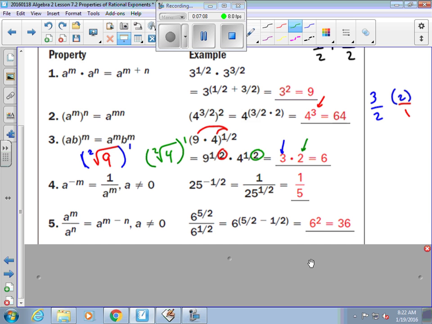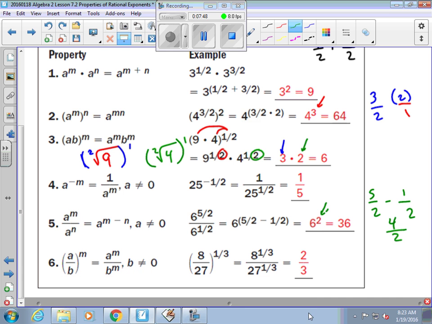Then we have the same bases dividing by each other. Both of them say a. A divided by a means to subtract the exponents, m minus n. So 6 to the 5 over 2 divided by 6 to the 1 over 2 is 6 to the 5/2 minus 1/2. Again, if you need to look at it on the side, that's fine. 5 over 2 minus 1 over 2. The bottom number is the same, so your denominator is good. Keep it like that. 5 minus 1 is 4. 4 divided by 2 is where 6 squared comes from. 6 squared, we know, means 6 times itself, which is 36.